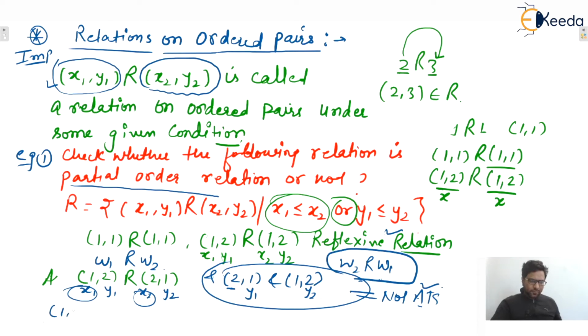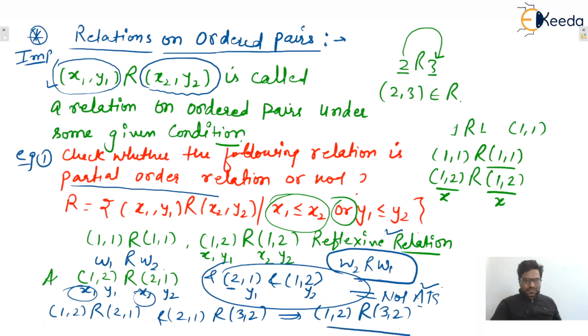Let's say (1,2) is related with (2,1), and (2,1) is related with (3,2). So from here we can say that guaranteed (1,2) will be related with (3,2). Yes, you can see easily, isn't it? So it is transitive as well, but it is not antisymmetric. Because of that, this particular relation is not a partial order relation, isn't it? I hope this one is clear to everyone.